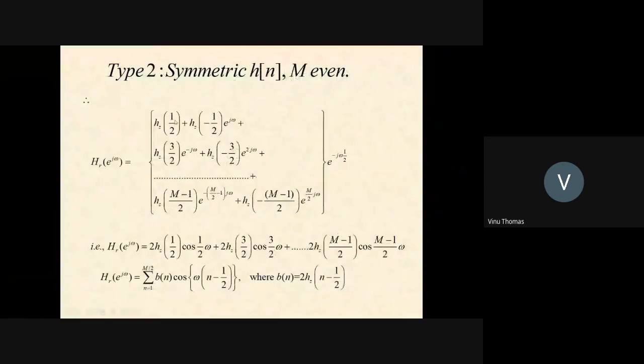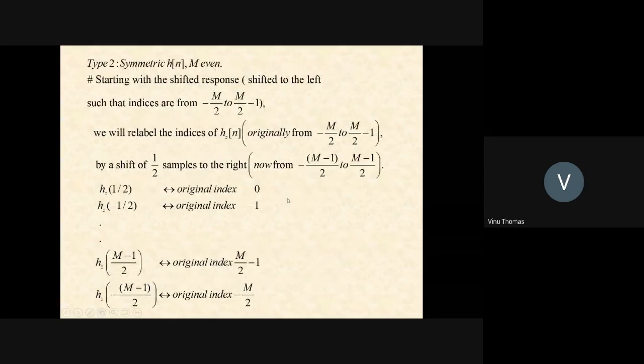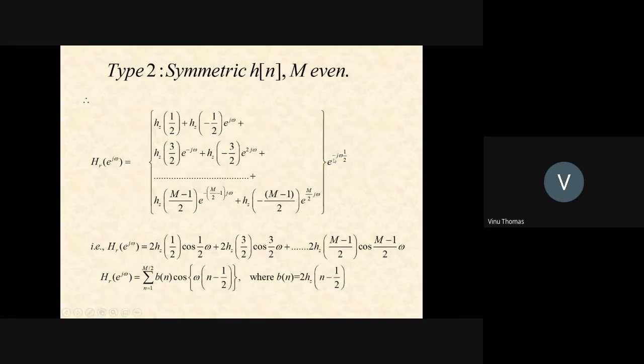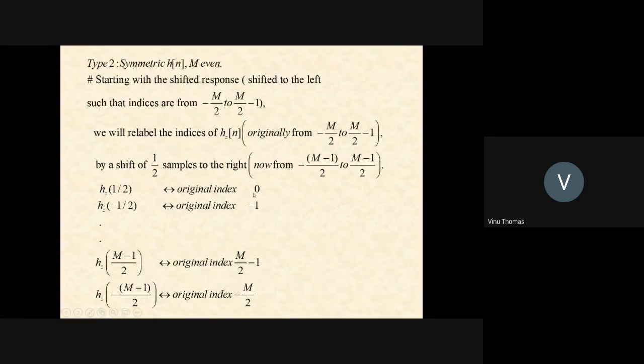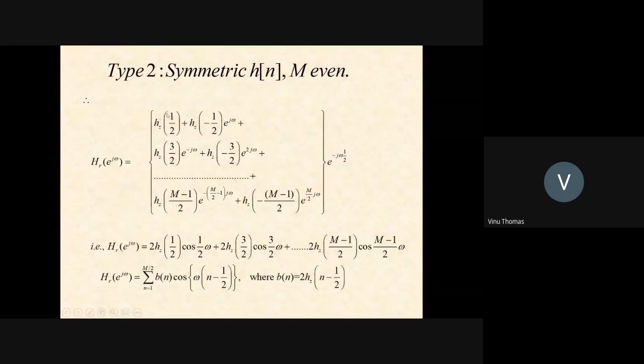So h(1/2) plus h(-1/2) e^{jω}. Since you have to shift this by half samples to the right, you have to multiply this by e^{-jω(1/2)}. So h(1/2), which was originally at the index 0, would be h(1/2) into e^{-jω(1/2)}. I'm taking this h(1/2), which is originally at 0, so this is to be multiplied by e^{-jω·0}. So that will be h(1/2) itself.